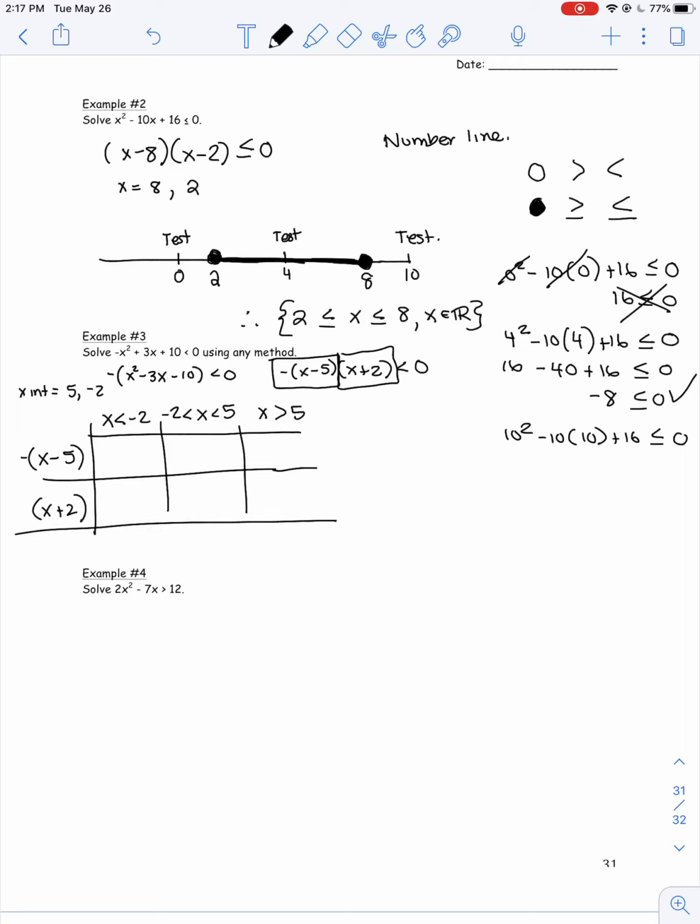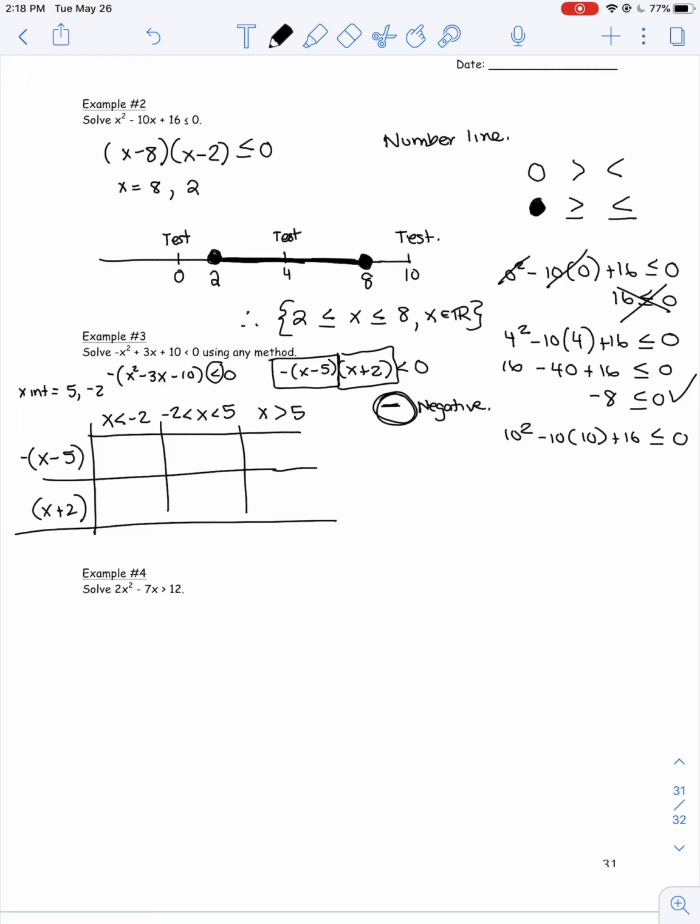Next thing I do is I use test points. So I use test points to figure out what numbers I should plug into the factors to see what my final answer could be. Is it positive or negative? In this case, because we want the graph to be less than 0, we want the answers to be negative.